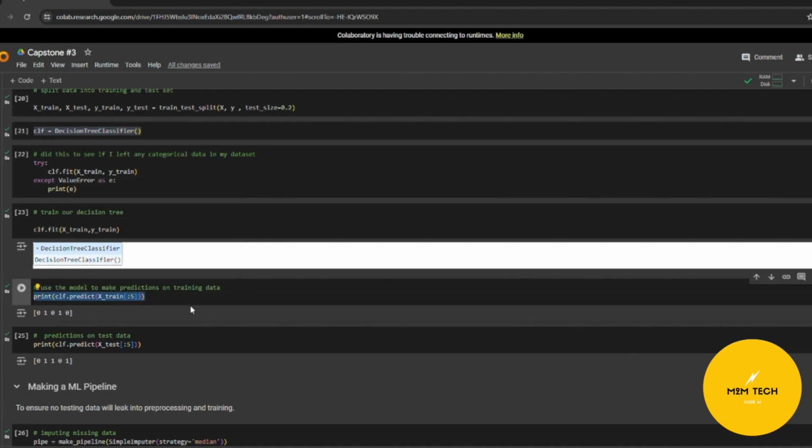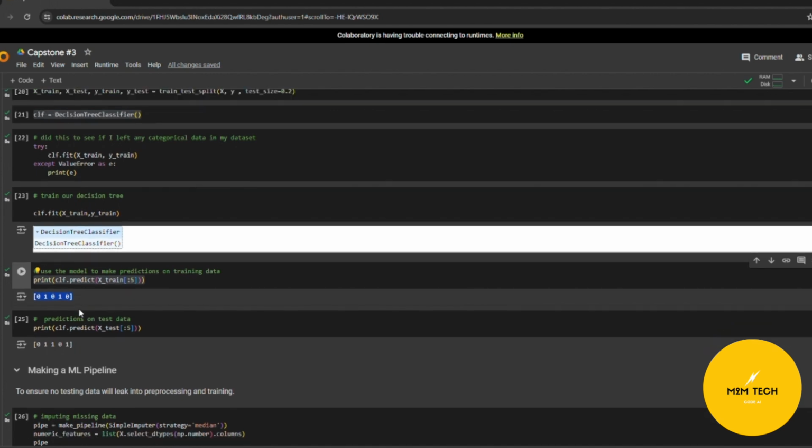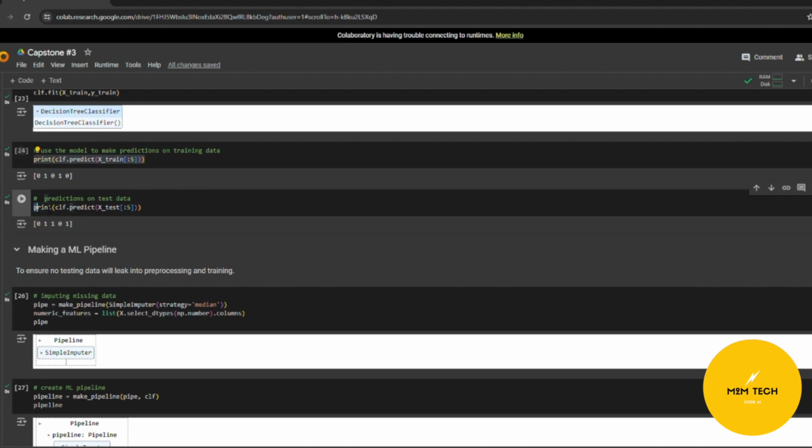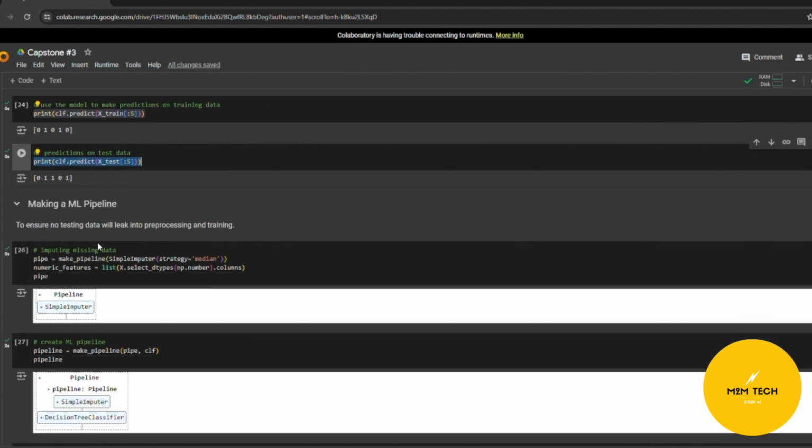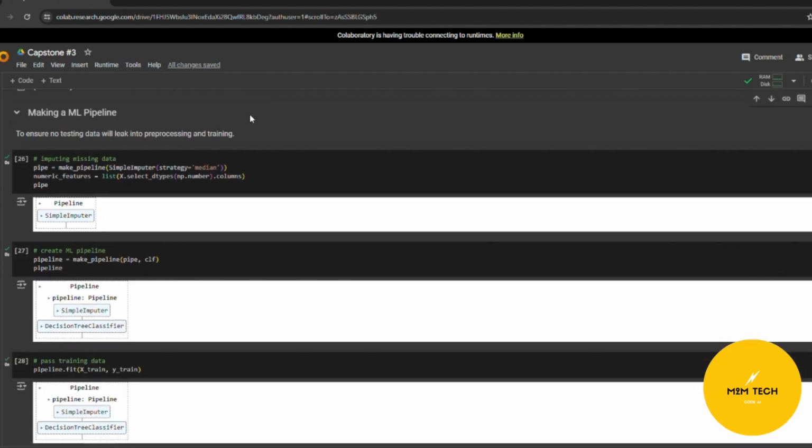After training, I've used the model to make predictions on the first 5 samples in the training data. These are the output of the predicted class labels for the first 5 samples. After that, I've also used the trained decision tree classifier to predict the class labels for the first 5 samples in the test data. To ensure that no testing data will leak into the preprocessing and training, I've also made a machine learning pipeline to do the same process.